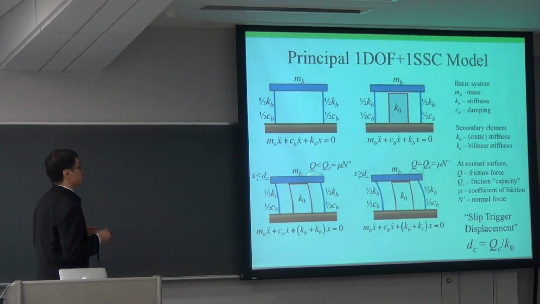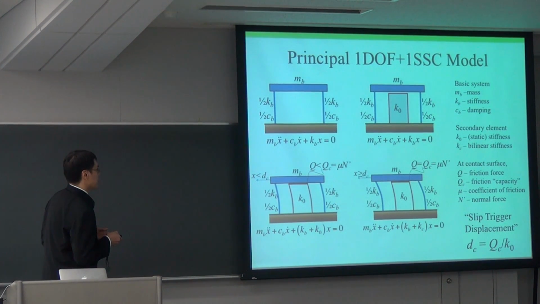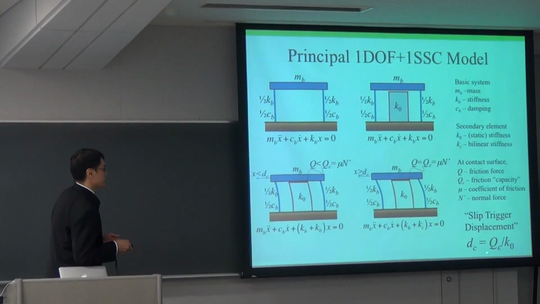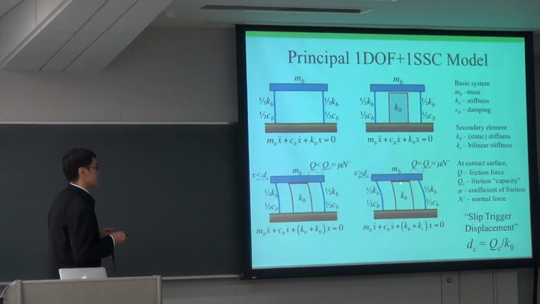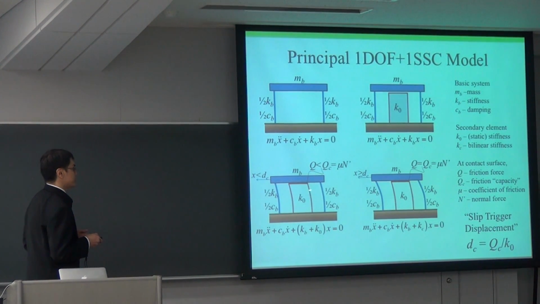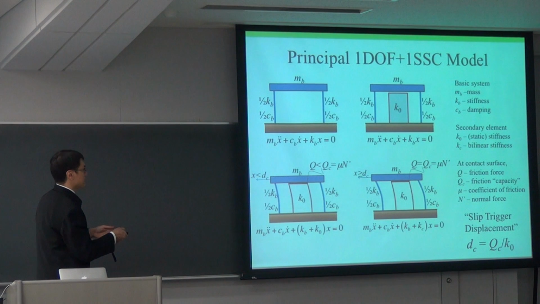So the friction force will vary linearly with the amplitude if x is less than dc. But when the amplitude or displacement is greater than the slip trigger displacement, slipping starts to occur, and then the friction force remains constant. What happens here is what is called stuck friction, so the surface does not move, while here there's slipping already at the surface.